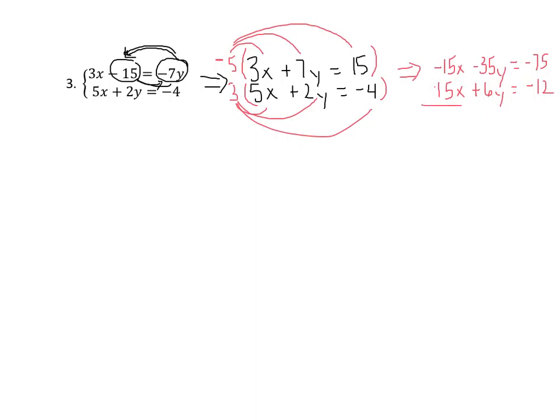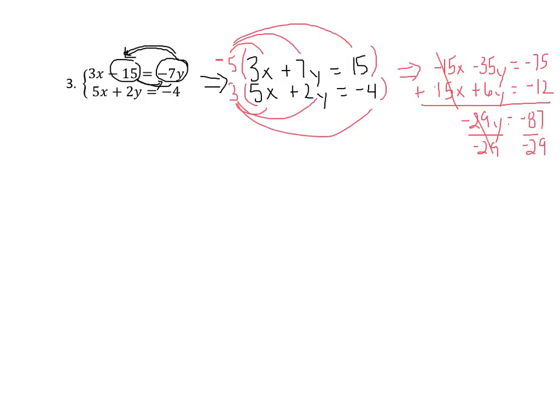So let's go ahead and add those together. Negative 15x plus 15x cancels. Negative 35y plus 6y gives us a negative 29y, and that's going to equal negative 75 plus a negative 12 is negative 87. Divide both sides by negative 29.